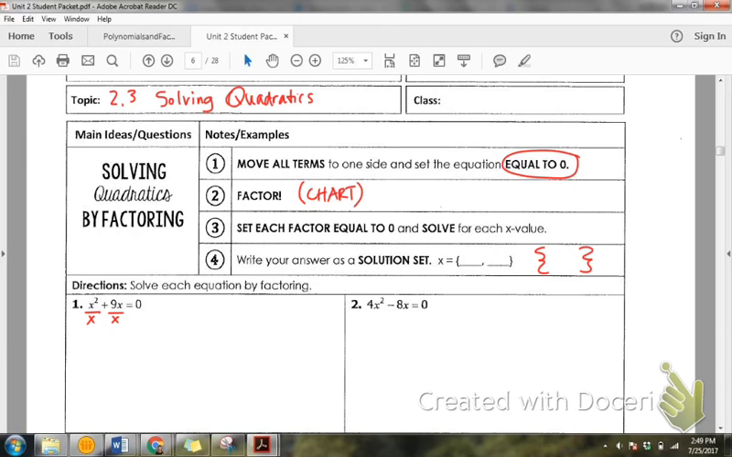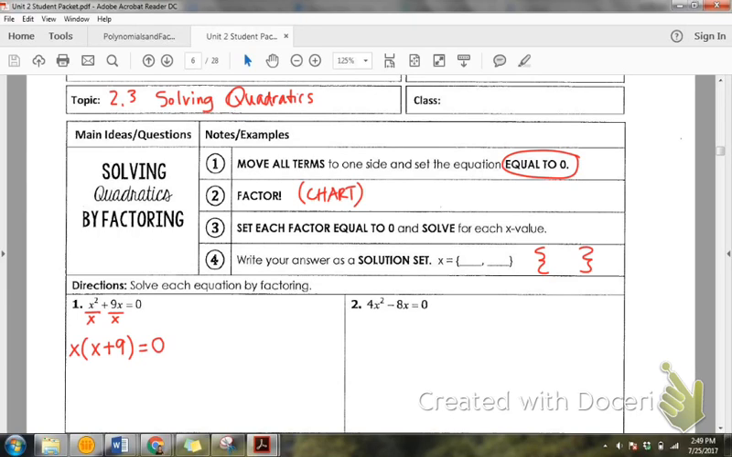When we divide by x, where does it go? Goes to the front, right? Which leaves me with x on the outside and then x plus 9 on the inside. We're going to set it equal to 0.